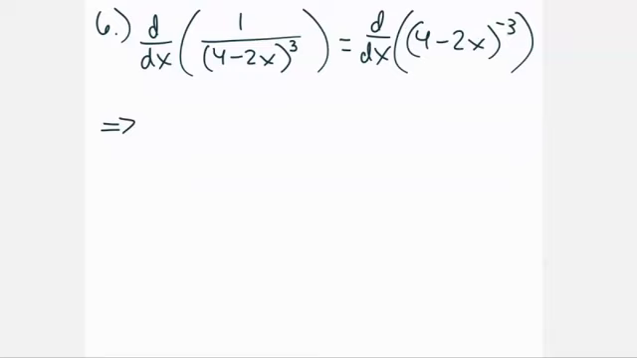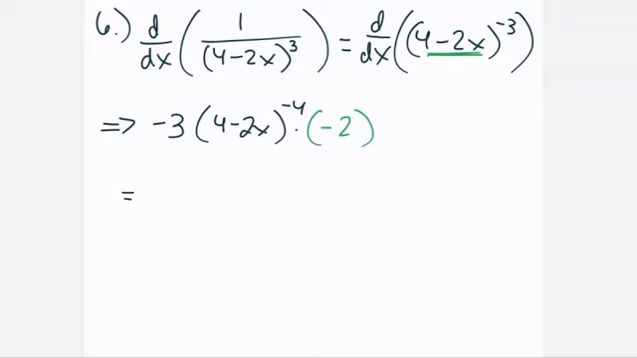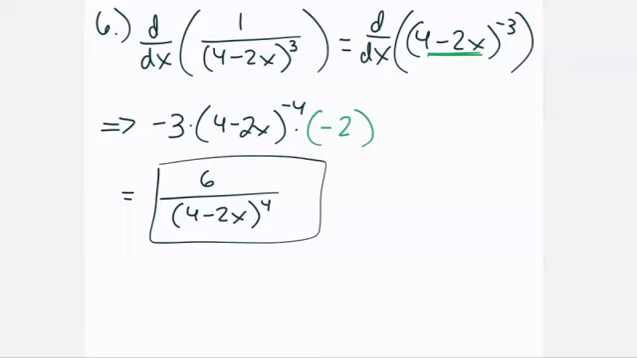We have something to the negative 3, so derivative of the outside is negative 3, something to the negative 4, careful about the minus 1 thing. And then the derivative of the inside is minus 2. And so then negative means it's in the denominator. Be careful, the negative 3 times negative 2 ends up on the top. So we have 6 over 4 minus 2x to the 4th. So there's the derivative of that 1 over fraction we started with.